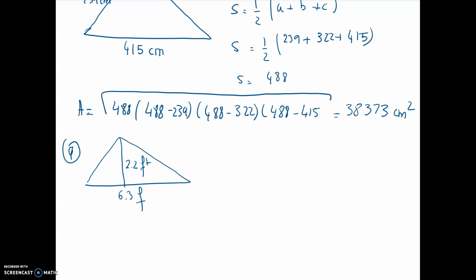So when I have the base and the height, what I want to do is use the formula A equals 1/2 of the base multiplied by the height, which is in that case 1/2 of 2.2 multiplied by 6.3. For the base it would be 6.3 first, multiplied by 2.2, even if at the end it doesn't change anything. And for problem number 9, I end up with 6.9 square feet.